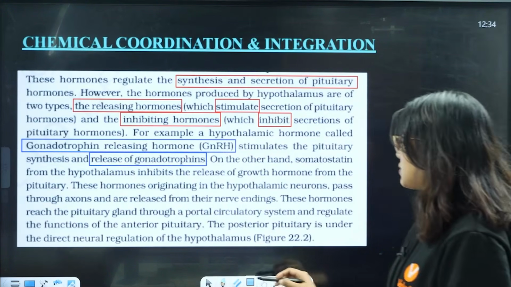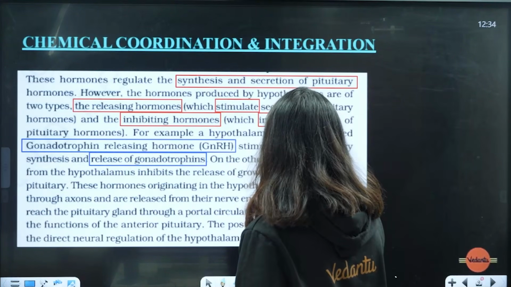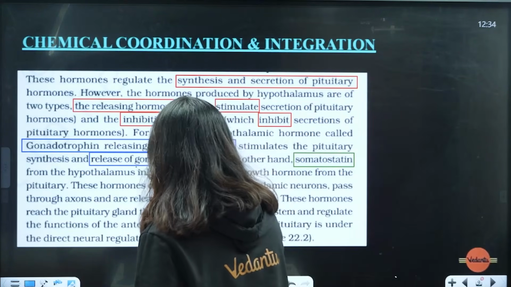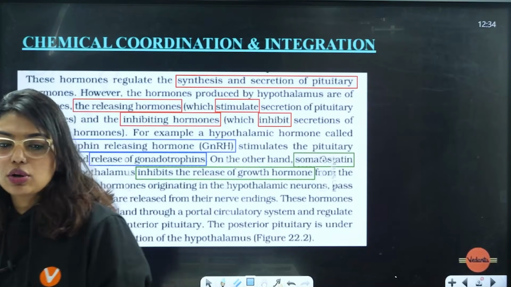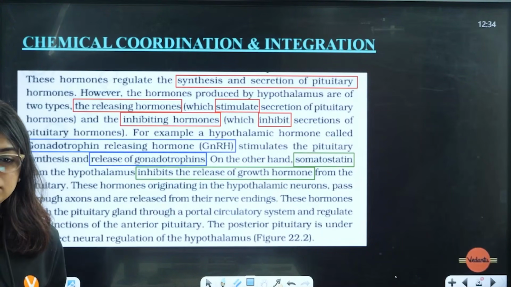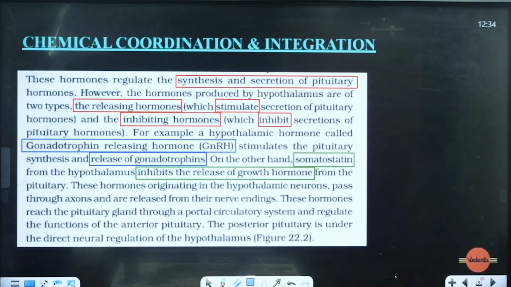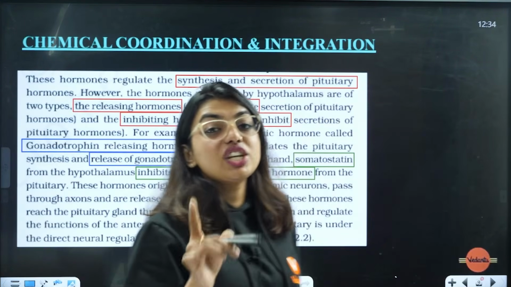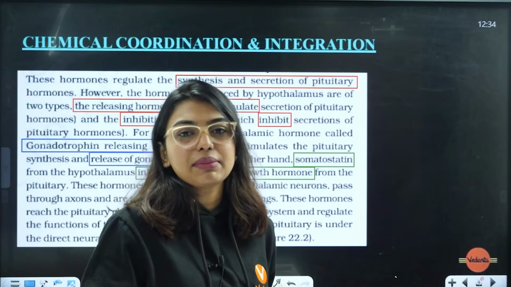On the other hand, students, we have somatostatin from the hypothalamus that will inhibit the release of growth hormone. So we have GnRH, GHRH, GHIH. Clear? Don't get confused. Gonadotropin releasing hormone and growth hormone: one is GHRH, one is GHIH. One is a releasing hormone, one is an inhibiting hormone. Because, students, it makes sense, no?